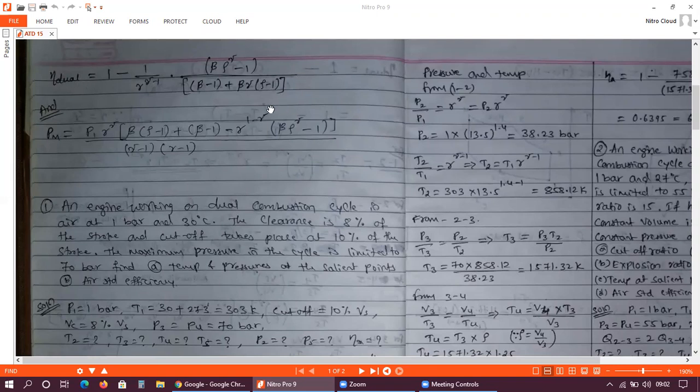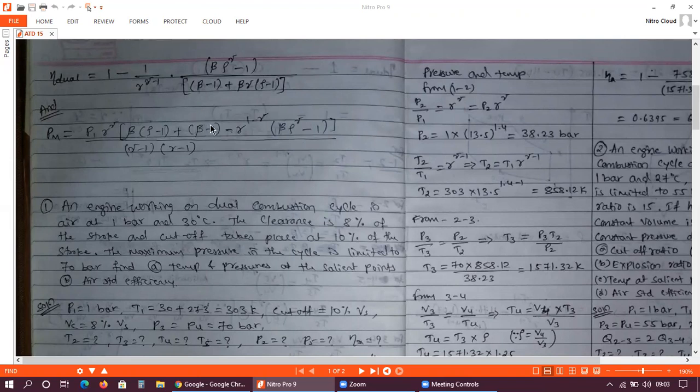So you have to remember this efficiency equation. Along with that, you have to remember one more equation, that is the mean effective pressure of the dual combustion cycle. So this is the expression for the mean effective pressure of the dual combustion cycle, that is P1 R raised to gamma into bracket beta into bracket rho minus 1 plus beta minus 1 minus R raised to 1 minus gamma multiplied by beta into rho raised to gamma minus 1, whole divided by gamma minus 1 multiplied by R minus 1.